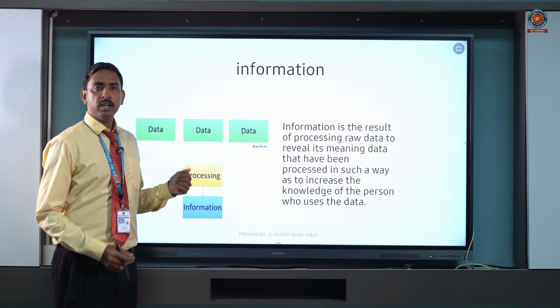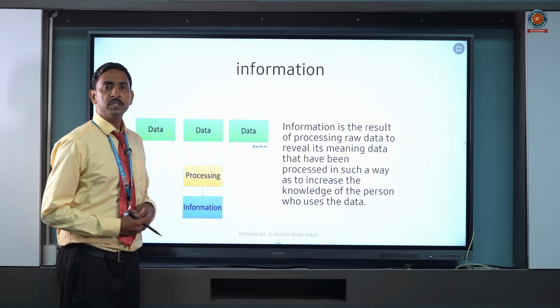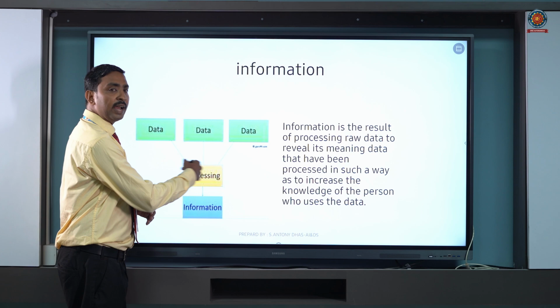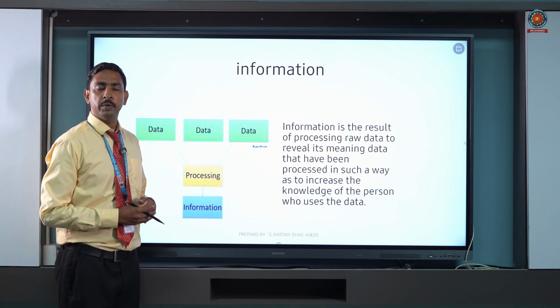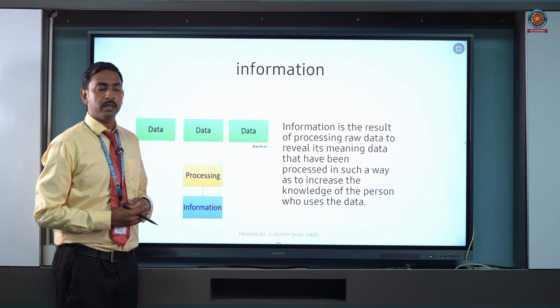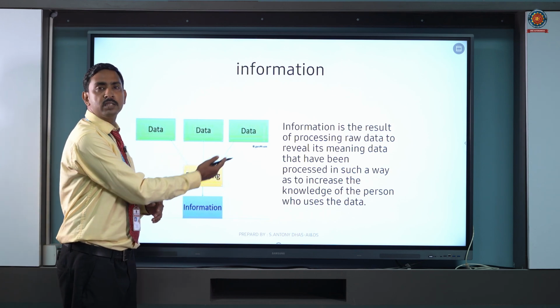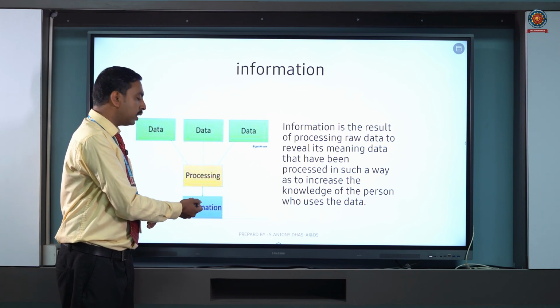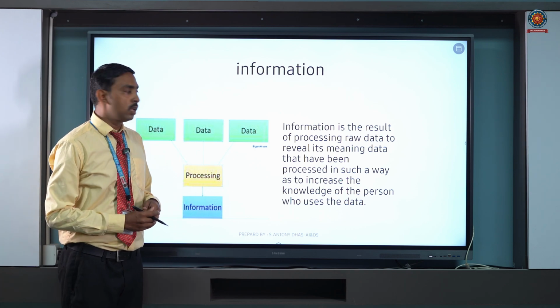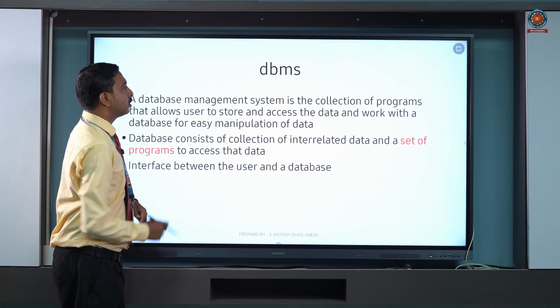This is a diagrammatic view of how information is processed. First, we collect all the data. We can easily get the data from several areas and several resources. After getting this data, we process it, and after processing the data we get information. This is called information.